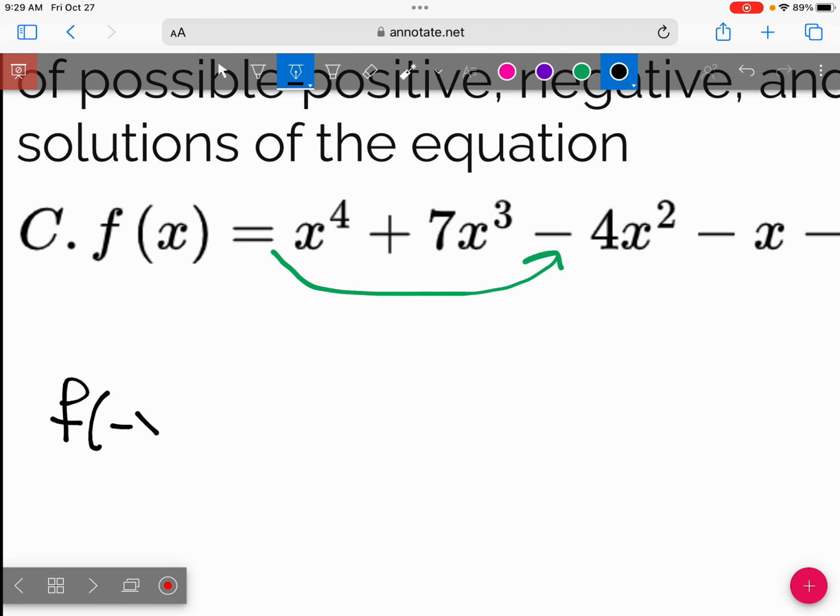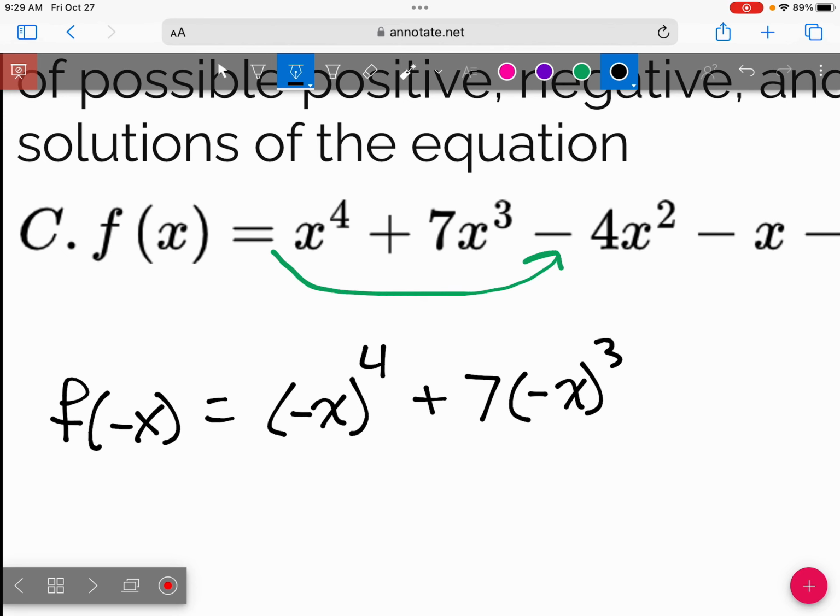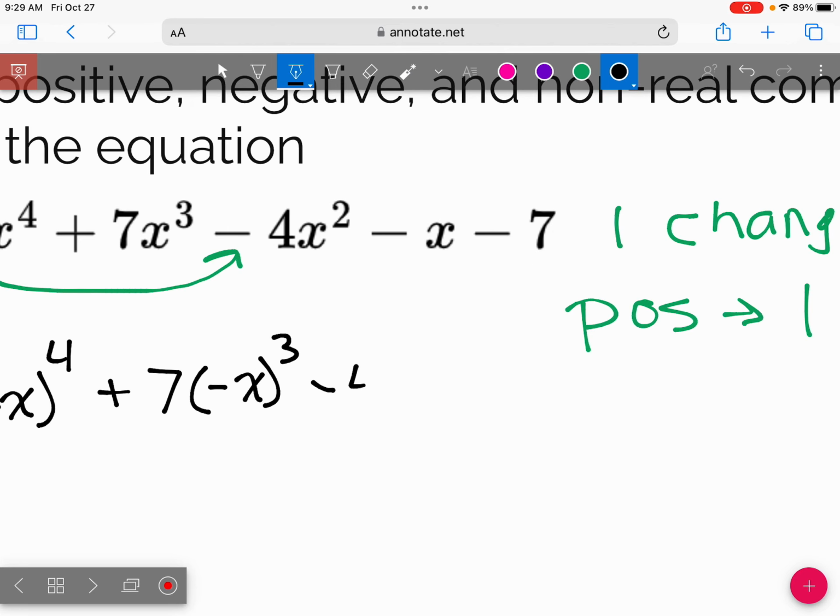F of minus x. We're going to have the opposite of x to the fourth plus 7 times the opposite of x cubed minus 4 times the opposite of x squared minus the opposite of x minus 7. Substitute in your opposite of x in place of the x. Then we're going to simplify it.